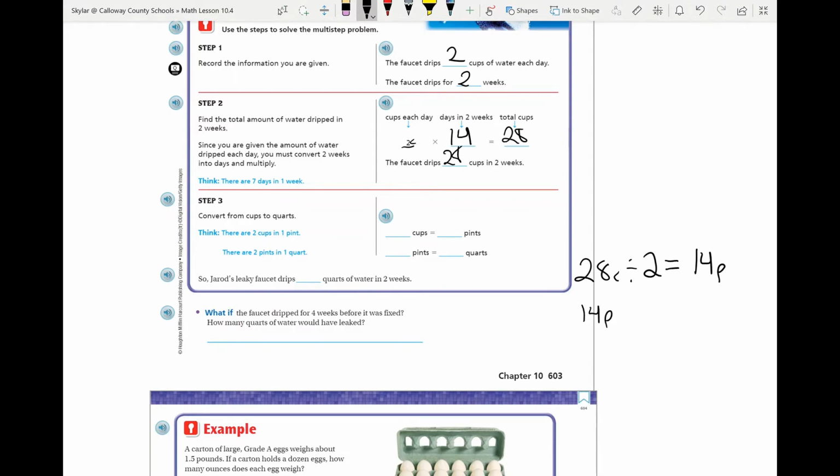So now that we have 14 pints, we can go to quarts. We're moving to a bigger unit, so we're dividing, and there's 2 pints in a quart, so we divide by 2. So that gives us 7 quarts. So it drips 7 quarts in 2 weeks. See how much easier it is when you just do one step at a time.